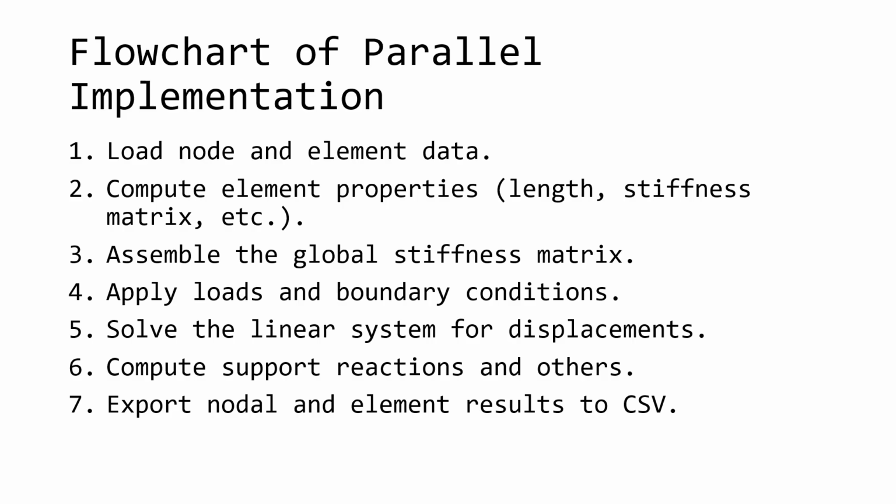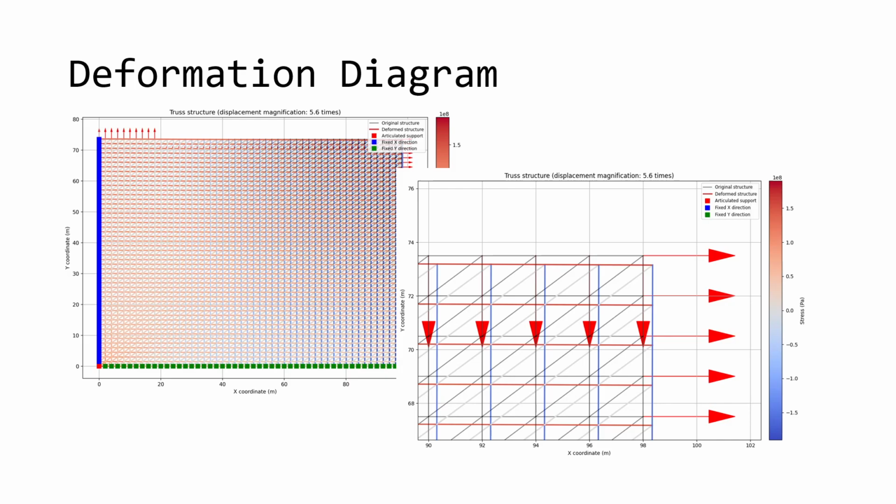This slide summarizes the overall process, from data reading, element property calculation, matrix assembly and solution, result calculation, to output. The entire process is automated and supports parallel acceleration. This is an actual simulation deformation diagram, clearly showing the deformation trend of the structure under load. Red arrows indicate applied external forces. The redder the member, the greater the tension. The bluer, the greater the compression.